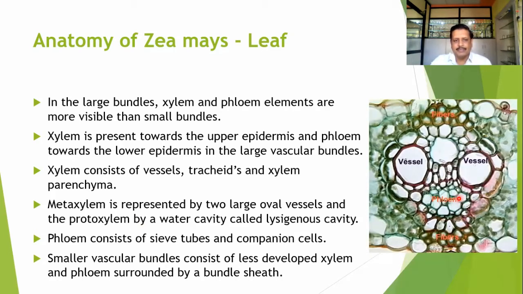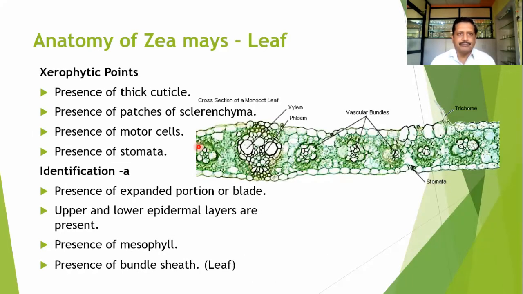The smaller vascular bundles consist of less developed xylem, and the phloem is surrounded by the bundle sheath. So these metaxylem elements and protoxylem elements are all covered by the bundle sheath here. So it is all protected by the bundle sheath. So this is about the vascular bundles which are present in the leaf. In the anatomy of the maize leaf, some xerophytic characters are present. What are the xerophytic characters?